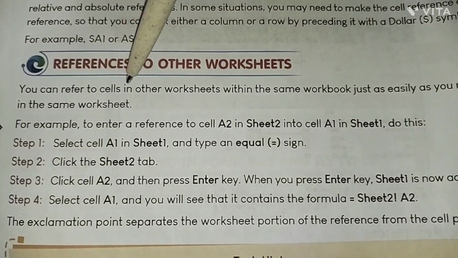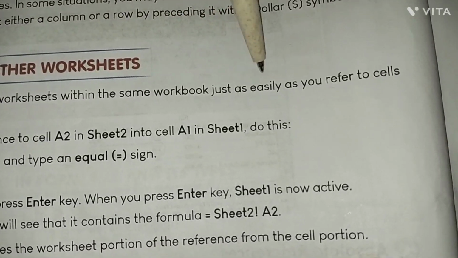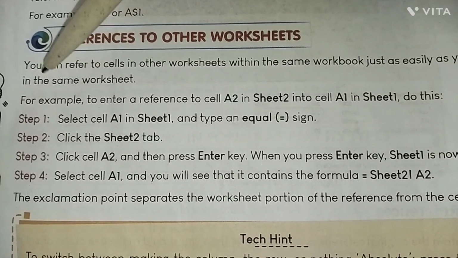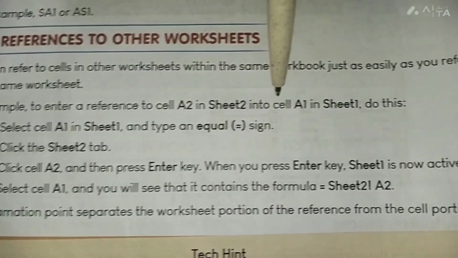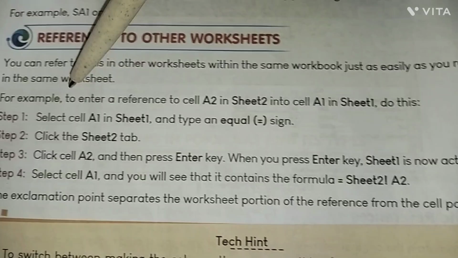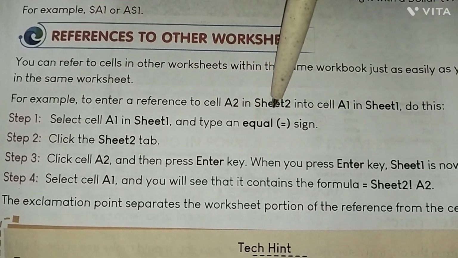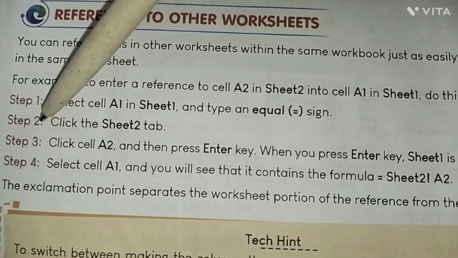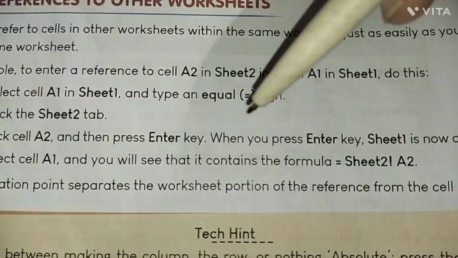You can refer to a cell in another worksheet within the same workbook just as easily as you refer to a cell in the same worksheet. For example, to enter a reference to cell A2 in Sheet2 into cell A1 in Sheet1, do this. Step 1. Select cell A1 in Sheet1 and type an equal sign. Step 2. Click the Sheet2 tab. Step 3. Click cell A2 and then press the Enter key.